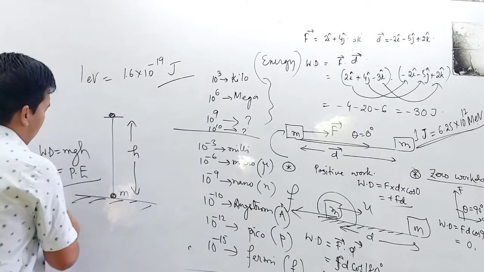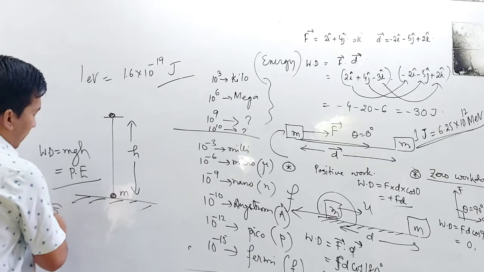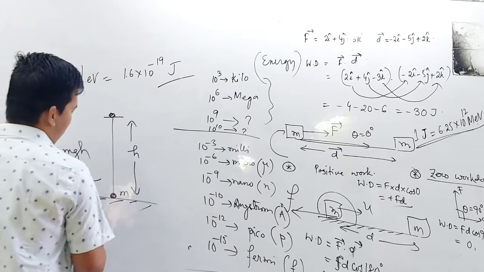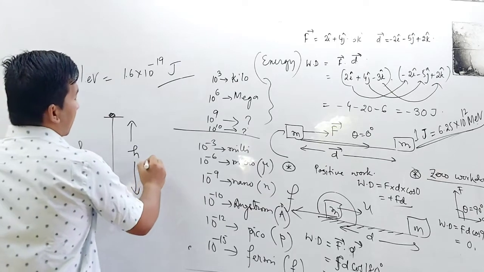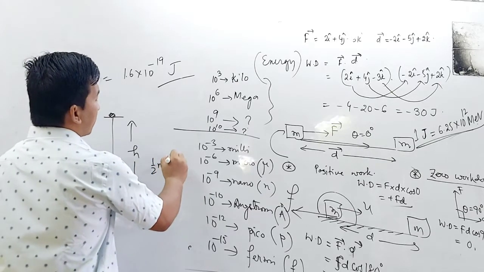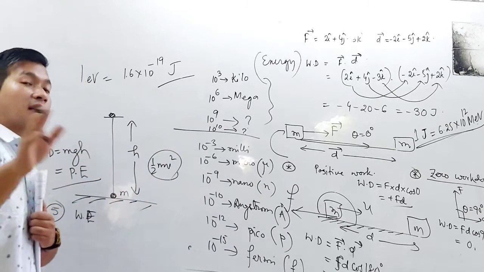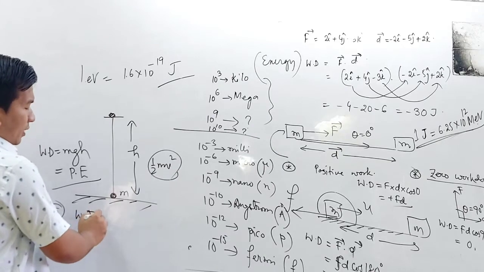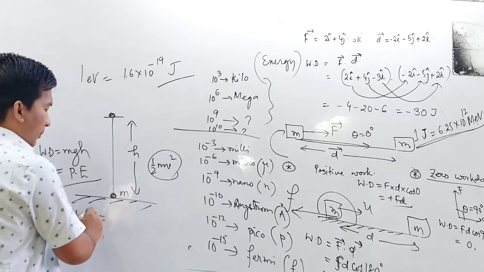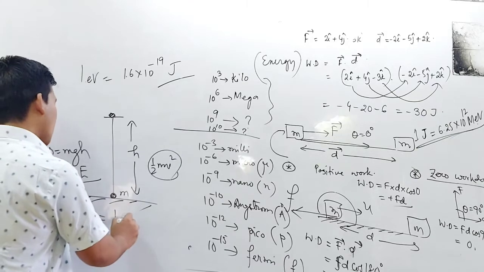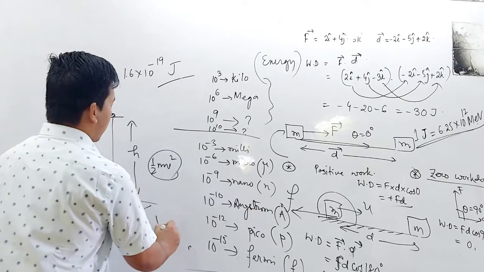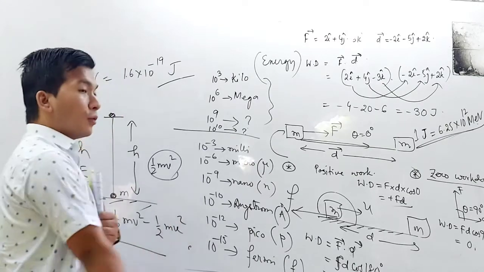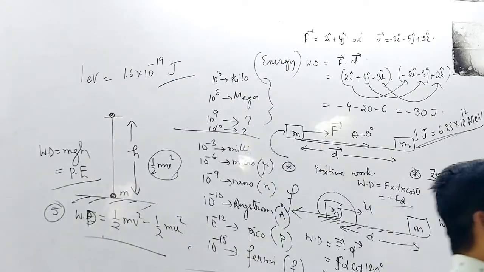Now let us come to formula number 5, the last one, the work energy theorem. Kinetic energy is half mv square. So the work done will be equal to the change in kinetic energy. Very simple.